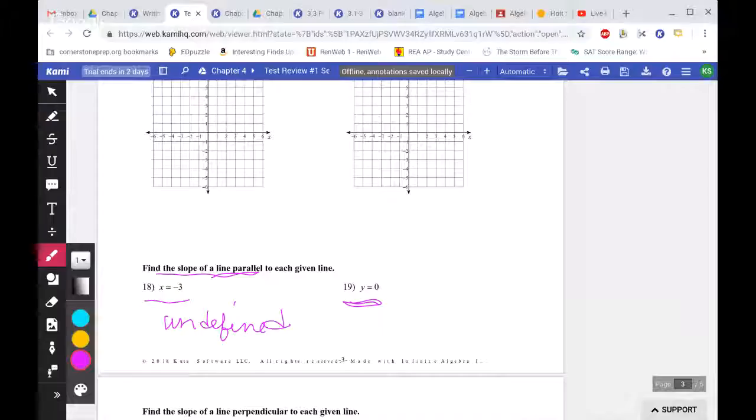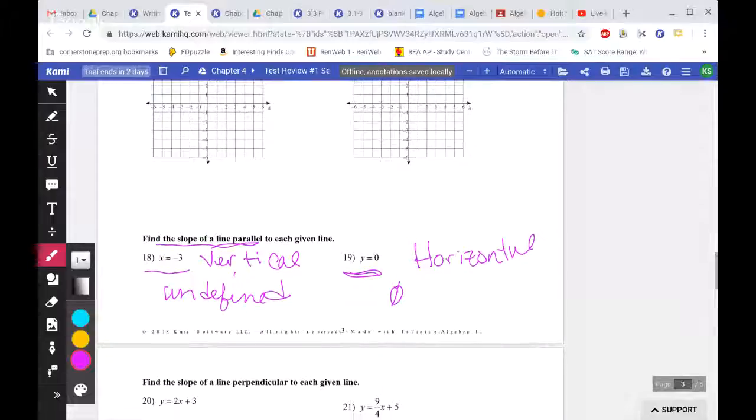And what kind of line is this one? Zero. What kind? Is it vertical or horizontal? Horizontal. Good job. So the slope is 0. So let me ask y'all this in math lab today. What is the slope of the line that runs perpendicular to number 18? Runs perpendicular to 18. What's the slope? 3.